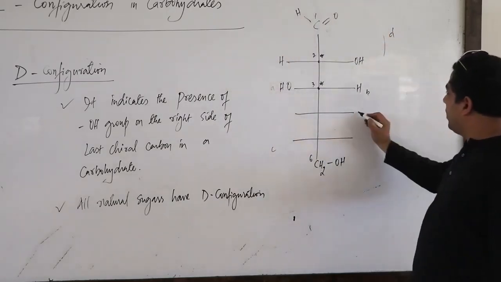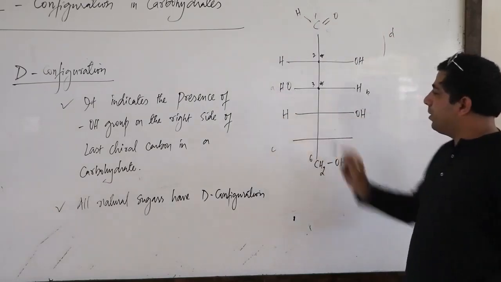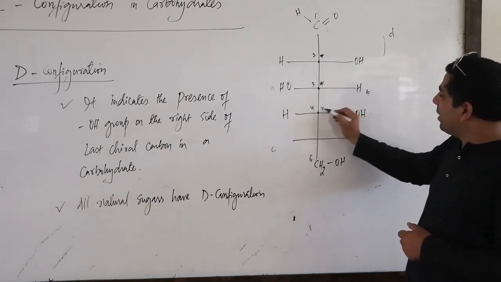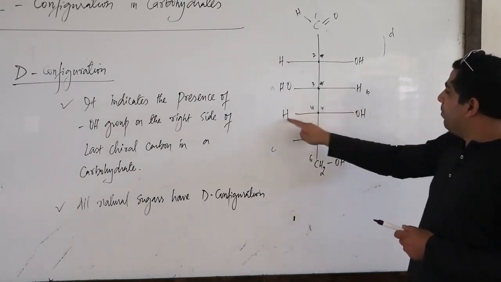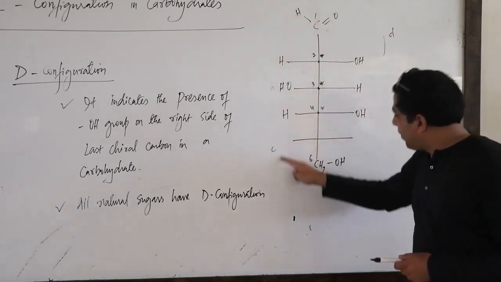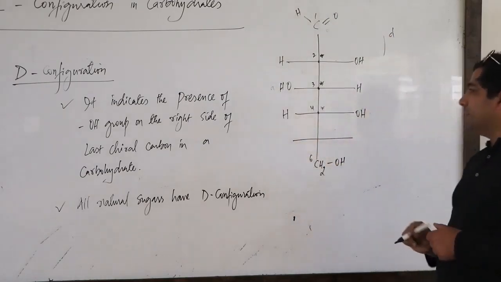So now after this, OH, H. Okay, this is the 4th carbon. This is also a chiral carbon. Have a look. A, B, then this entire part is C and this part is D. Clear? So this is also chiral.